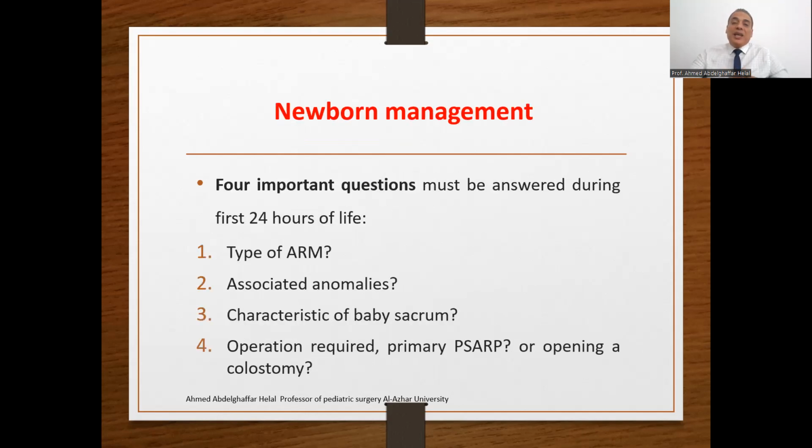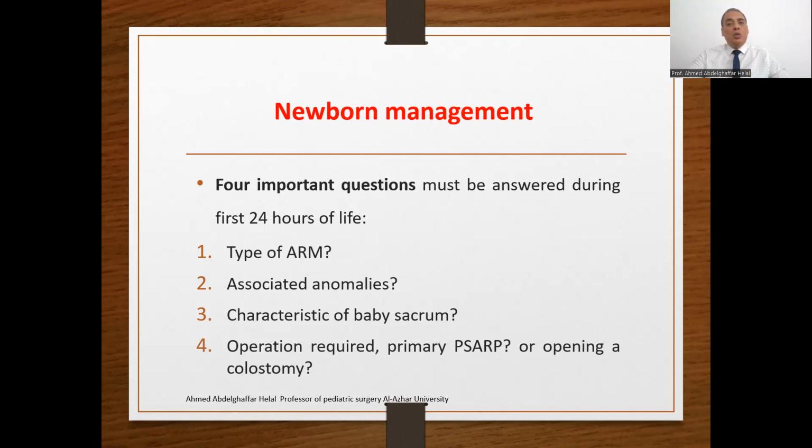Now we will speak about the newborn management. It's very important for you as a pediatric surgeon to manage a newborn with anorectal malformation. There are 4 important questions that must be answered during the first 24 hours of life. Number 1, what is the type of anorectal malformation present according to the new classification? Number 2, what are the associated anomalies?